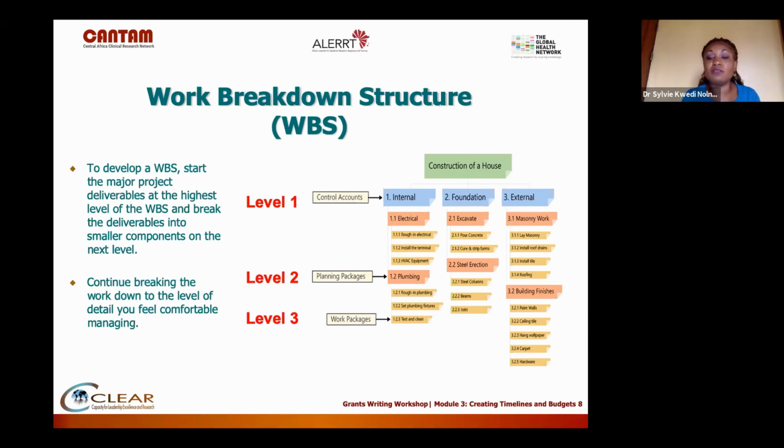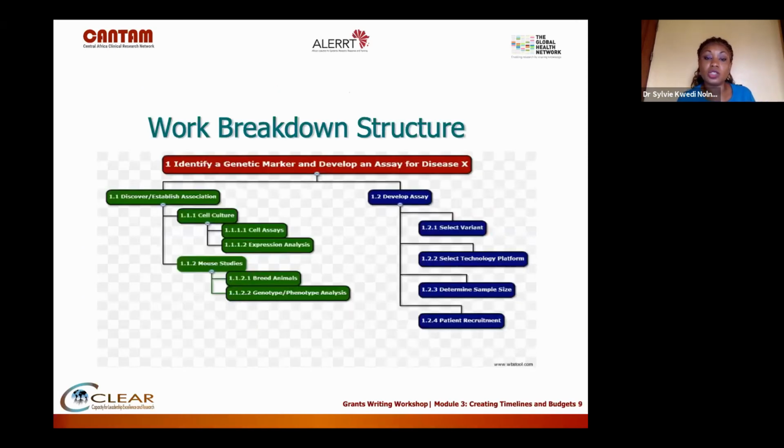And to what level, is the level that you are comfortable with, the level that would allow you to manage your resources and accomplish the work on time. So this is what is called a work breakdown structure. Here is another example of a work breakdown structure, and this is more in the science laboratory world. So the main task here is to identify the genetic marker and develop an assay for disease X.